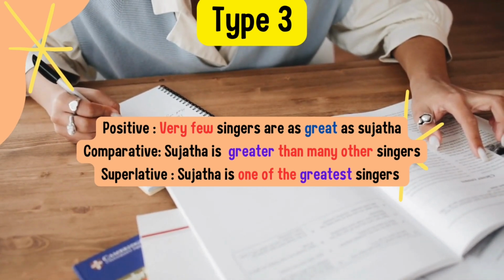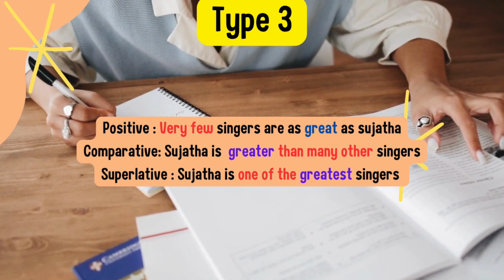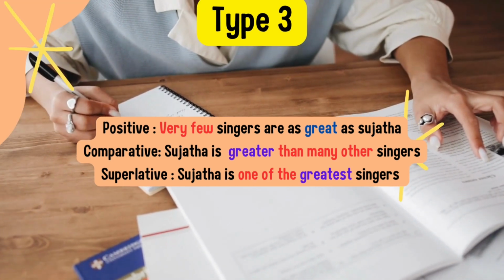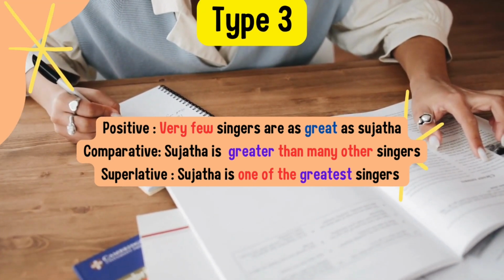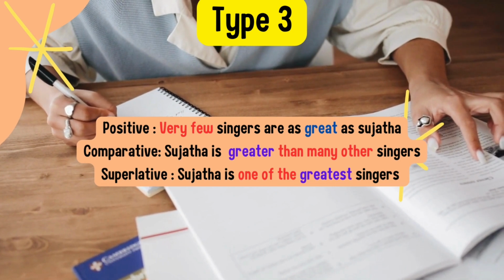So always in comparative, the adjective is followed by the clue word. Comparative type 2 clue word is than many other. First noun, singers. Sujata is greater than many other singers.